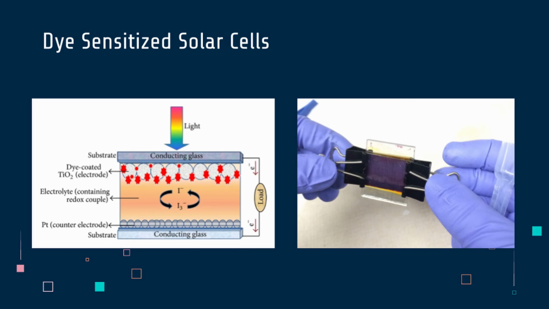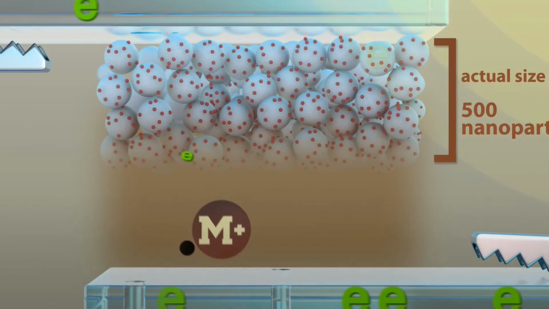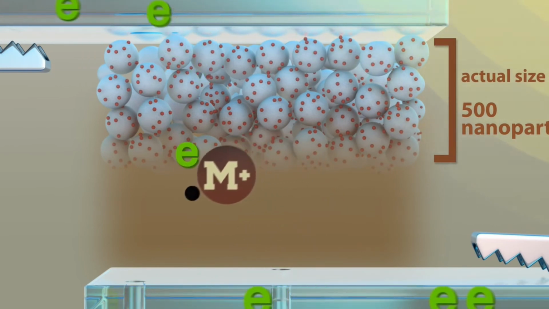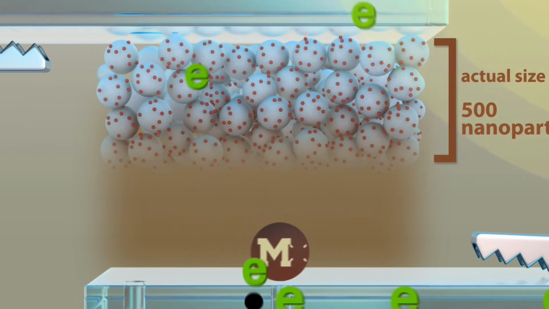The following animation shows the path of an electron through a DSSC. The white balls are the titanium dioxide nanoparticles, the small dots are the dye, and M is the electron carrier, or the iodide.